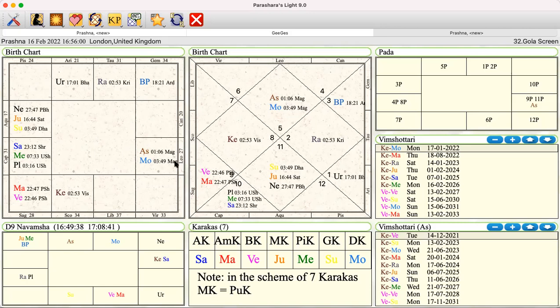Because Magha is ruled by Ketu, this person, when they're born, goes directly into the Ketu dasha. It depends, and because this is at 3 degrees 49, it's not going to be the first pada, it'll be the second pada. Ketu dashas are 7 years, and Ketu rules 3 nakshatras, like all the planets do in the 27 nakshatra system. Therefore, you would divide the 7 years into 3 parts.